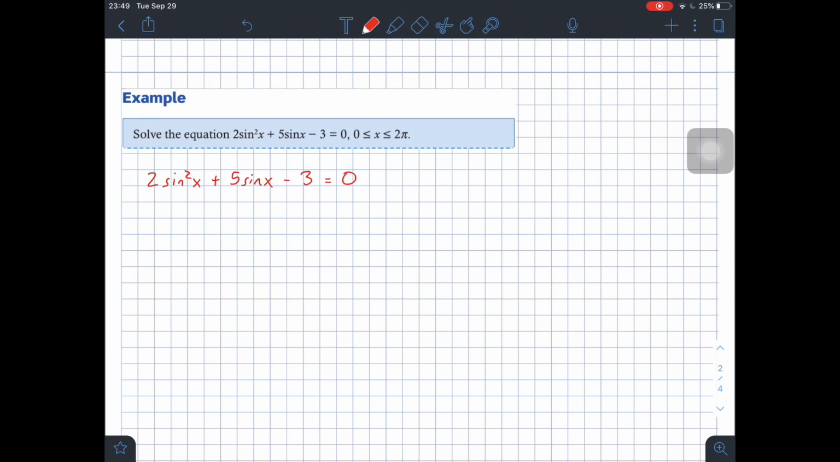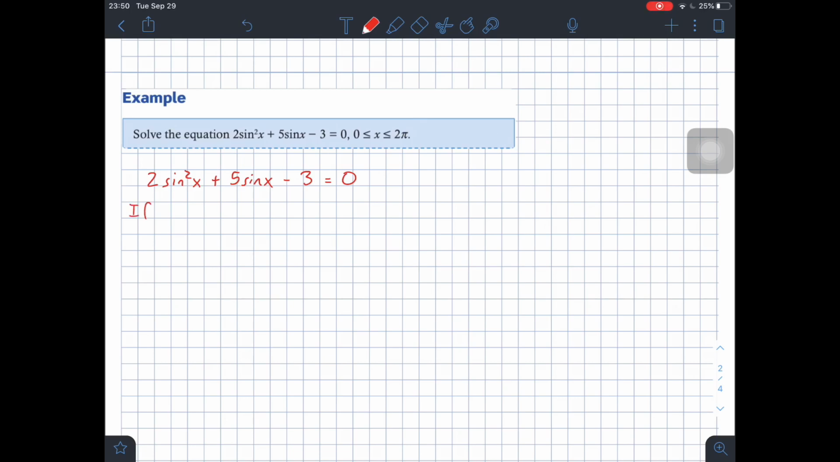So in order to be able to solve this, I see that here I have sine squared, here I have only sine, and here I do not have any sine. So I see that maybe if I do a variable change, I will be able to solve this using a factoring case. Okay, so let's do a variable change.